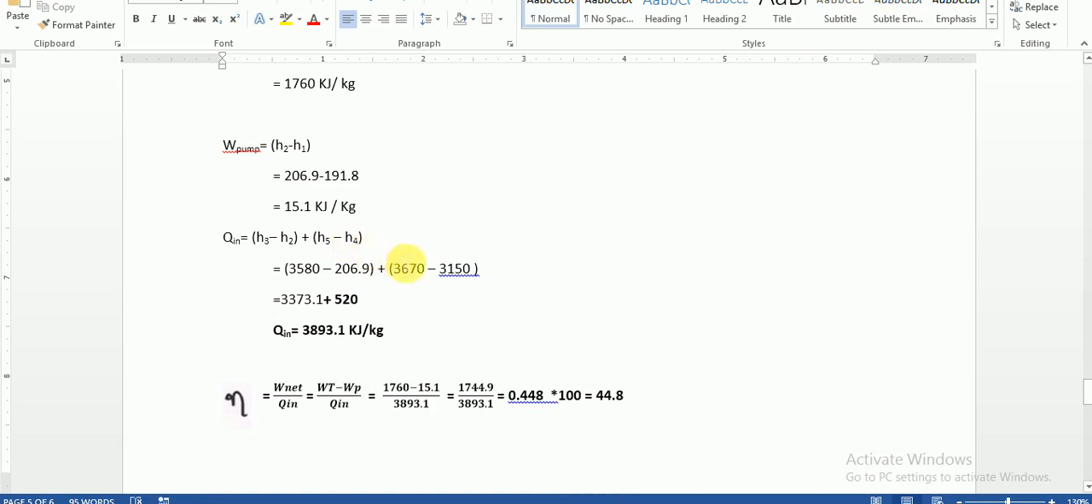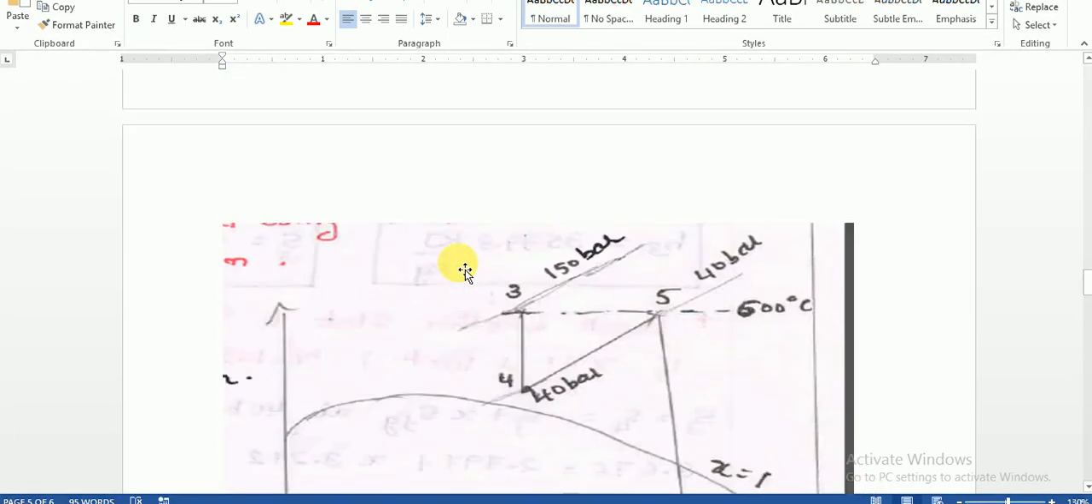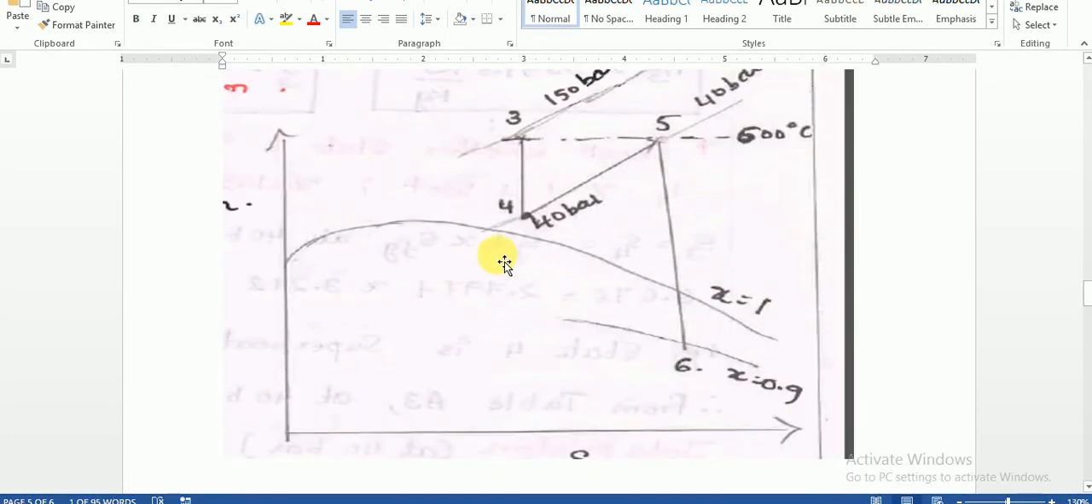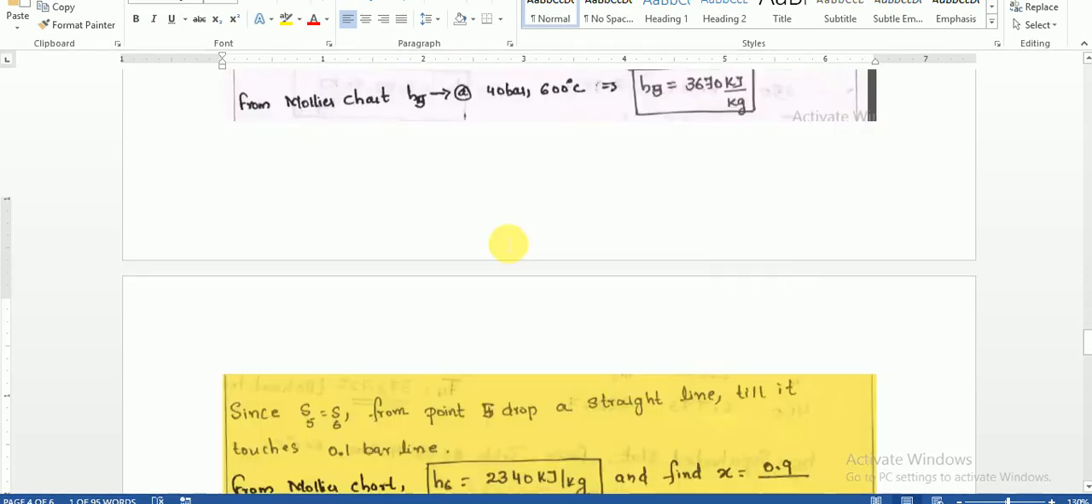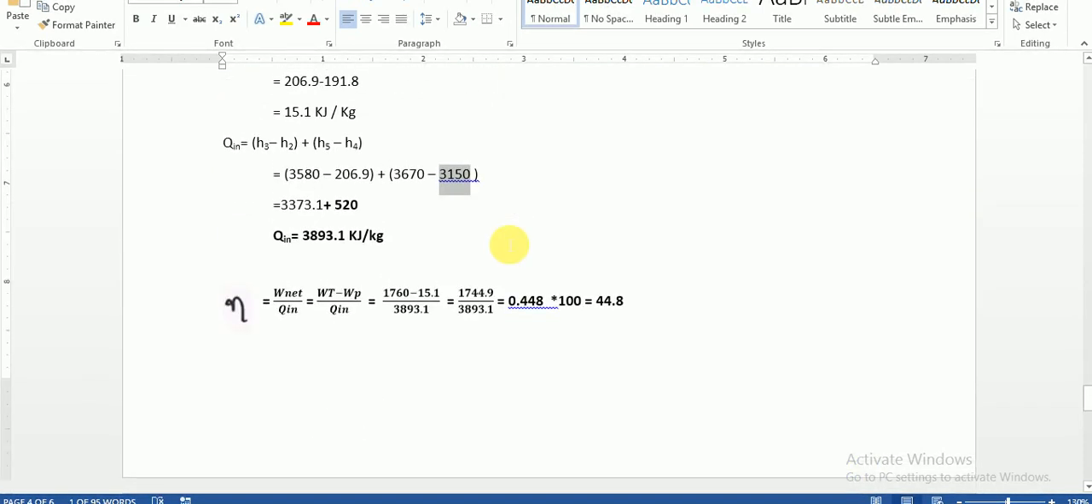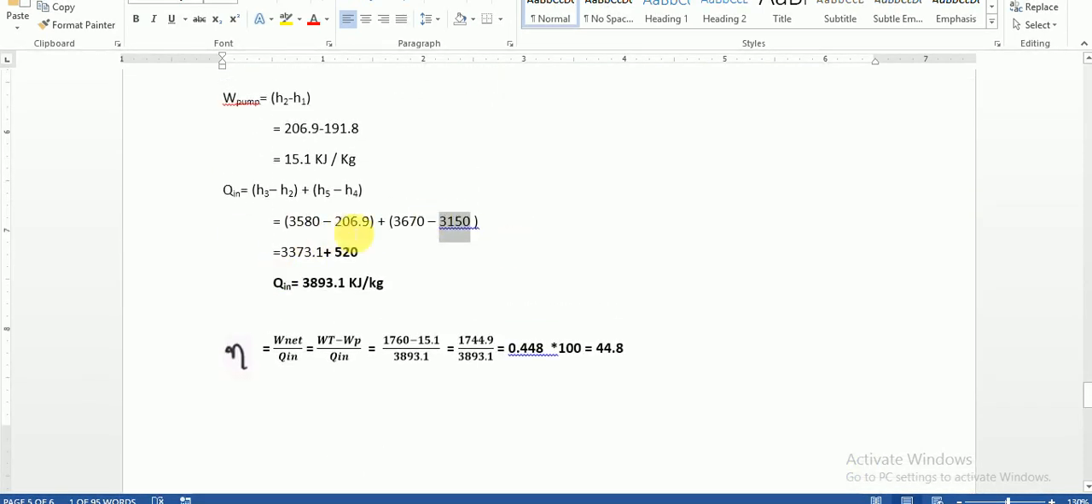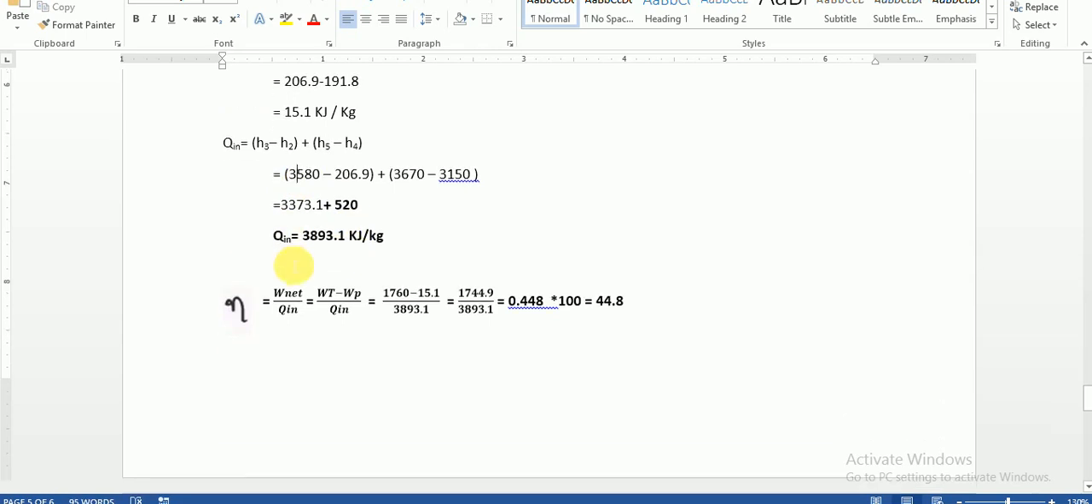Next is H5 minus H4. H5 is the enthalpy of the reheat, that is at a pressure of 40 bar and 600 degrees Celsius. H4 is the value which we have noted wrong. H4 is the 40 bar point, that is after expansion inside the high pressure turbine. So note down, substitute the values, and calculate the heat input.